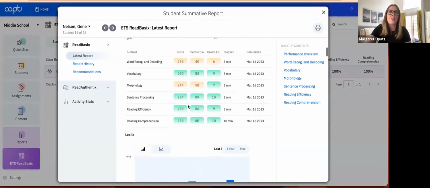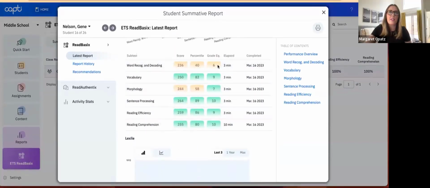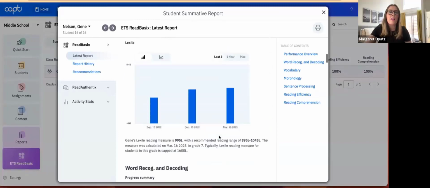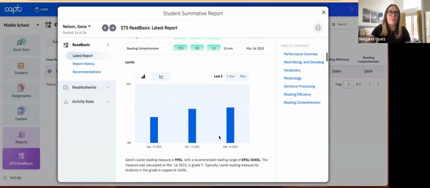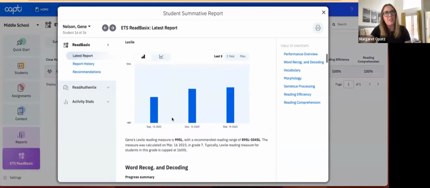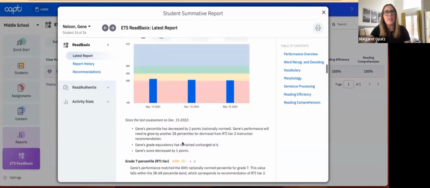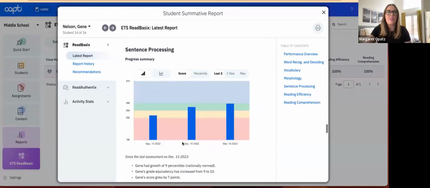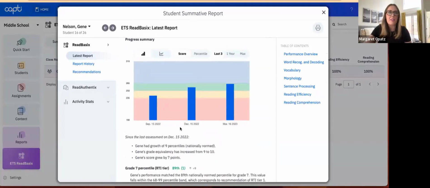There are scale score, percentile, and grade equivalency. And then there's an individual chart for each of the subtests and also for Lexile, so you can see how the student has done across the year. As I scroll down here, I'm going to sentence processing now.